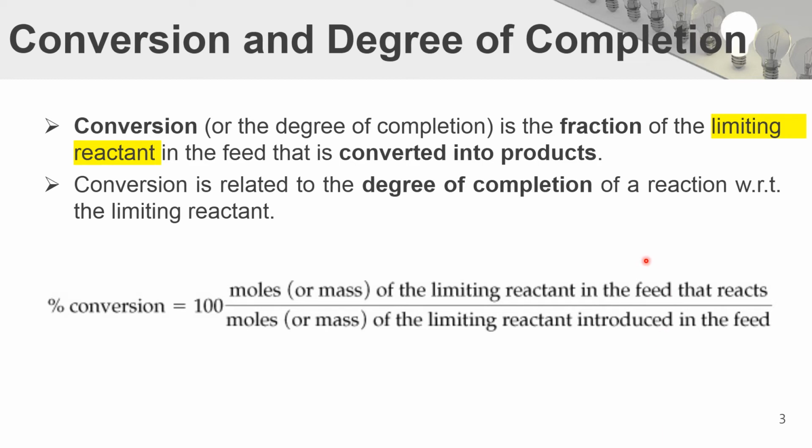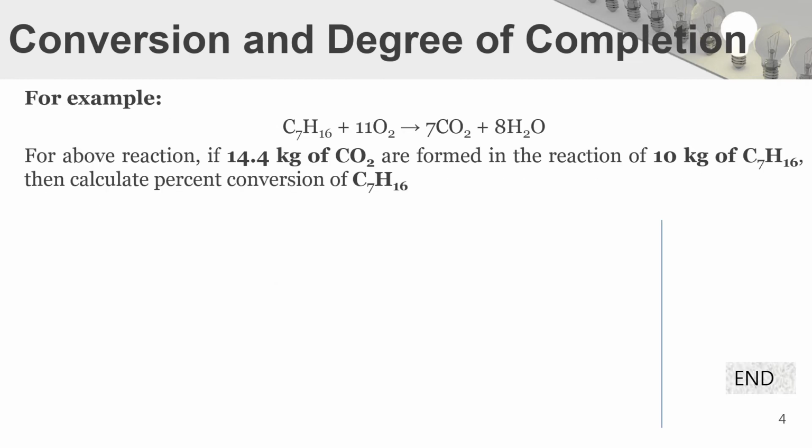So here, before moving towards conversion and degree of completion, we have to find out which one is the limiting reactant in our reaction system. So first we will find out the limiting reactant, and then we will say how much of that reactant has been converted into product. So let us see an example.